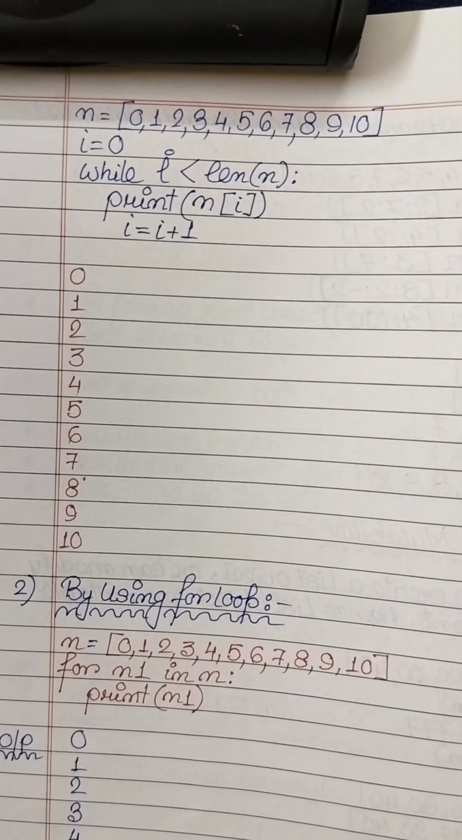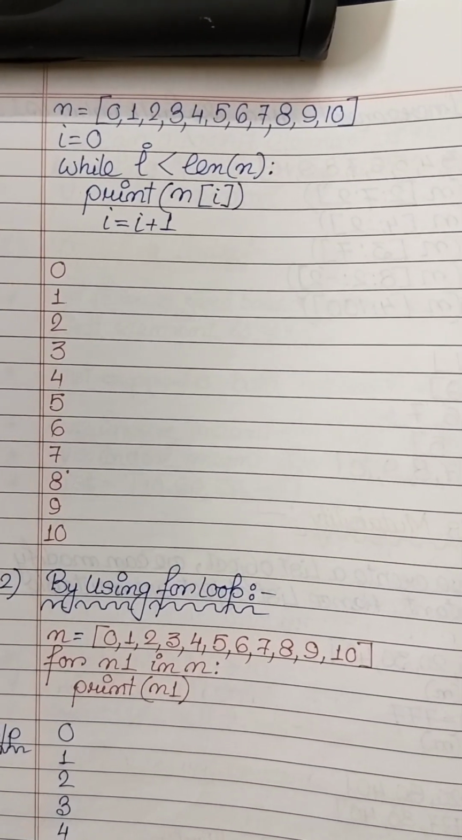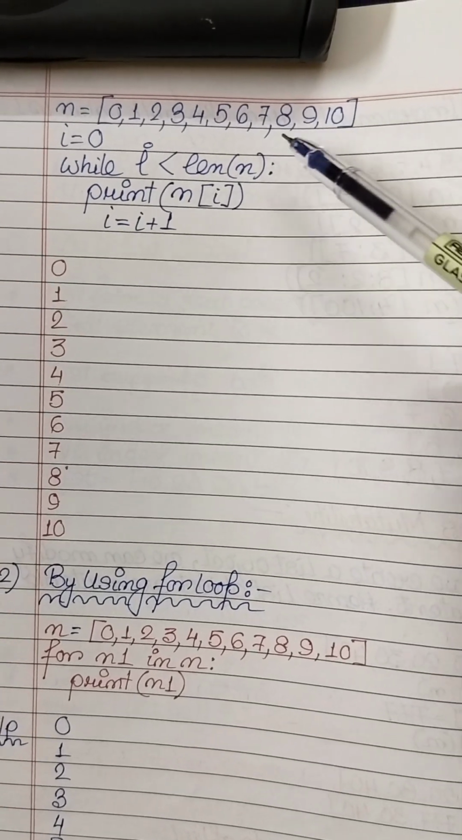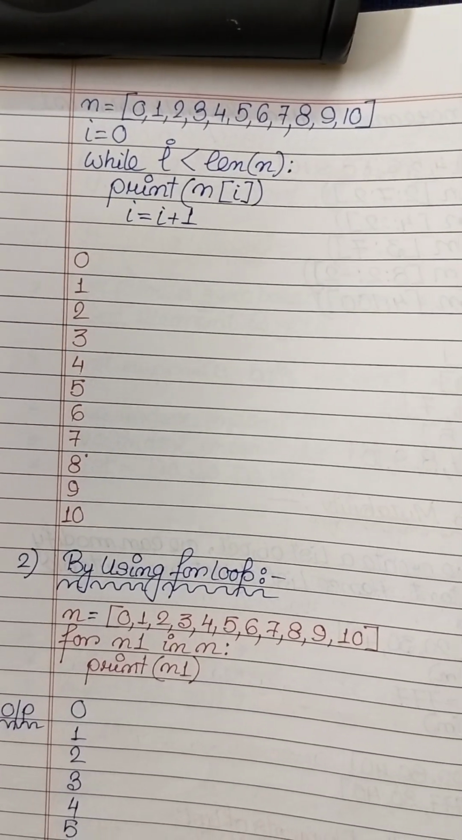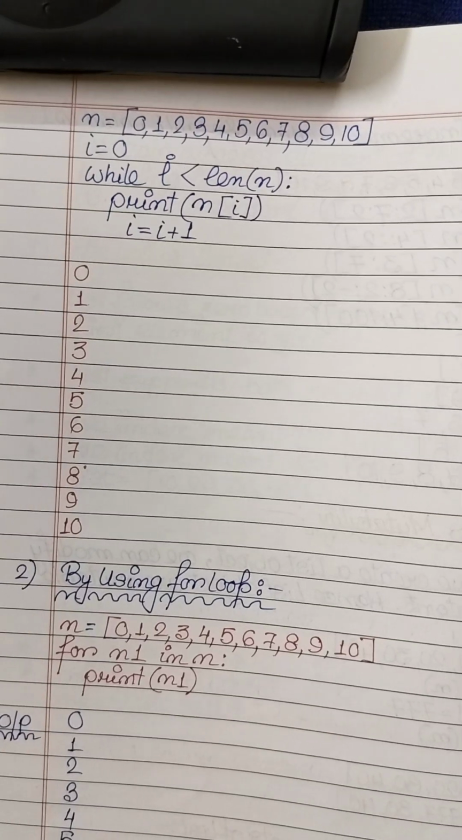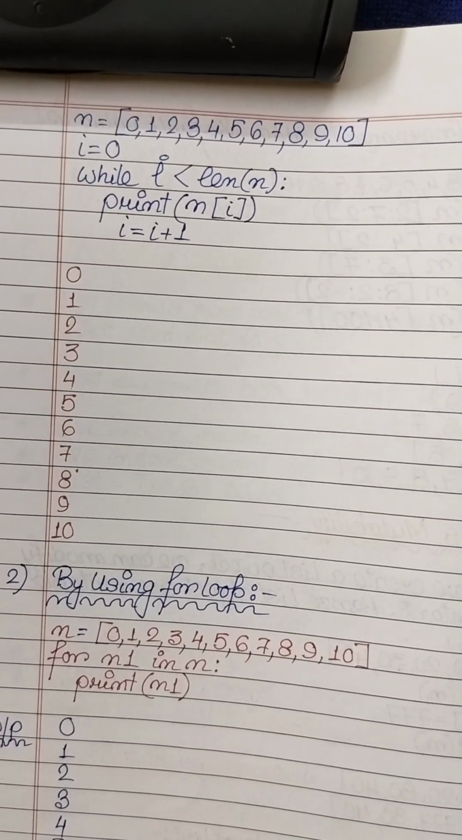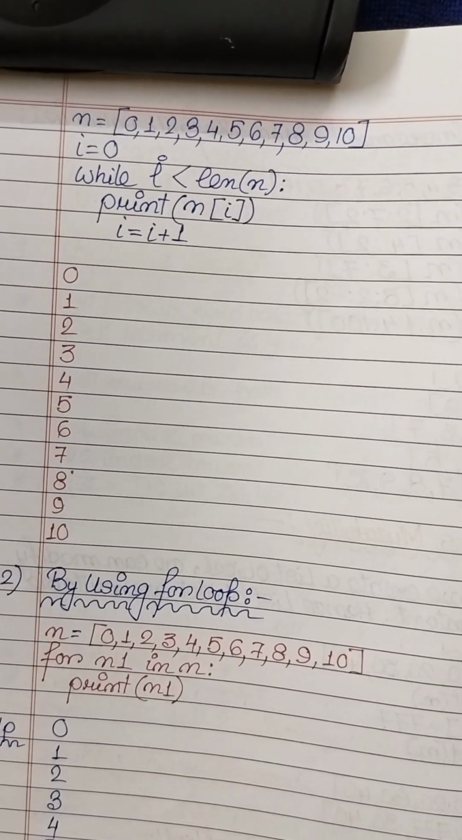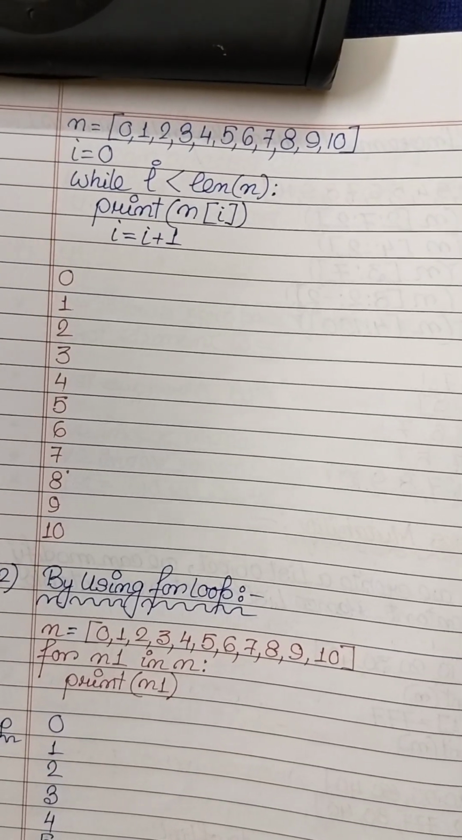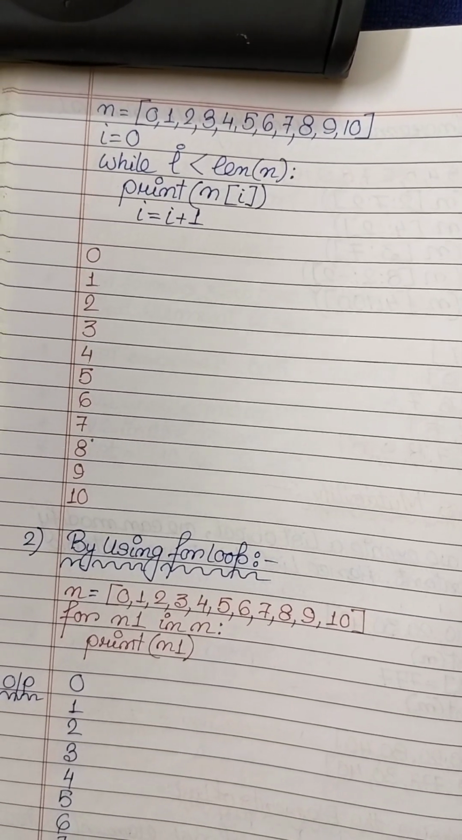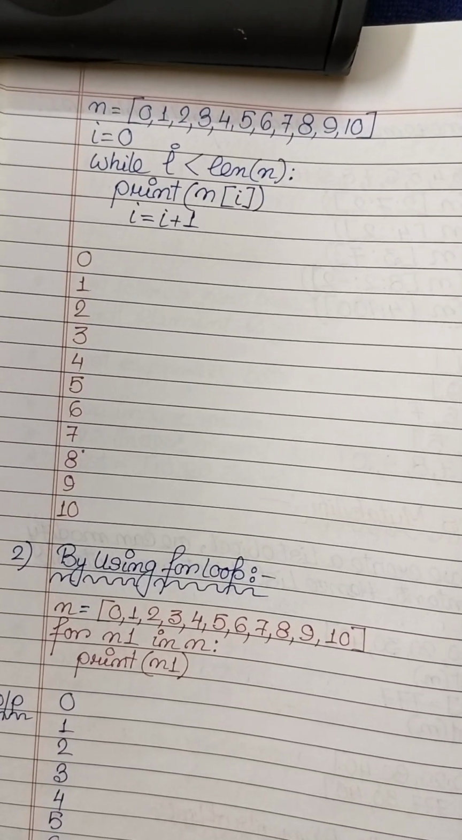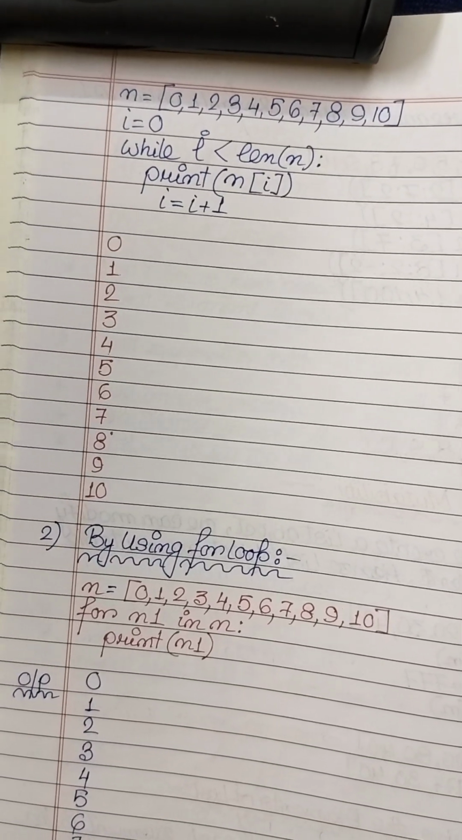n is the list and I have written 0, 1, 2, 3, 4, 5, 6, 7, 8, 9, 10, all these elements inside the list n. i is equal to 0, while i is less than len(n), print n[i], i is equal to i plus 1. Output: 0, 1, 2, 3, 4, 5, 6, 7, 8, 9, 10.